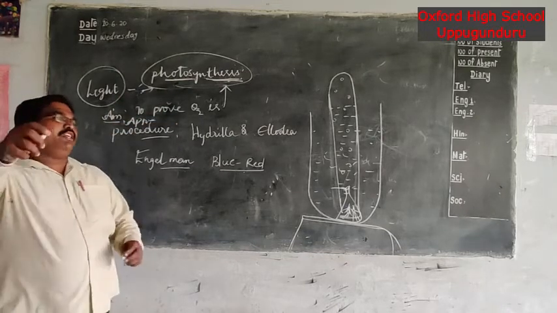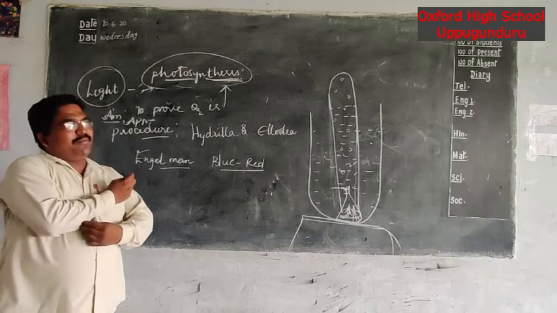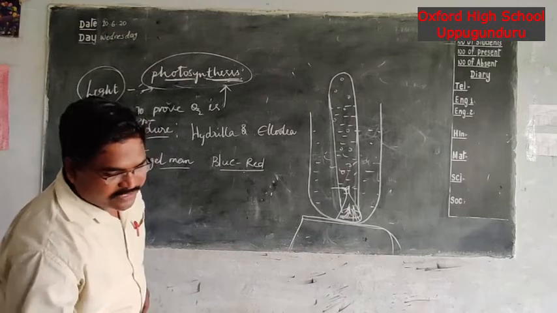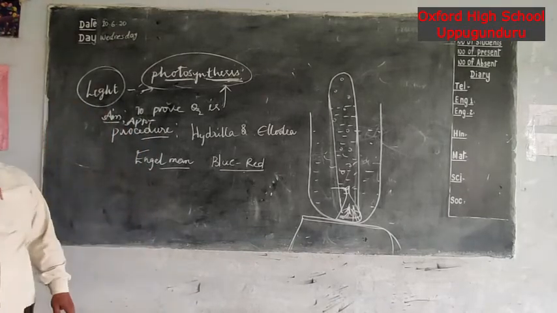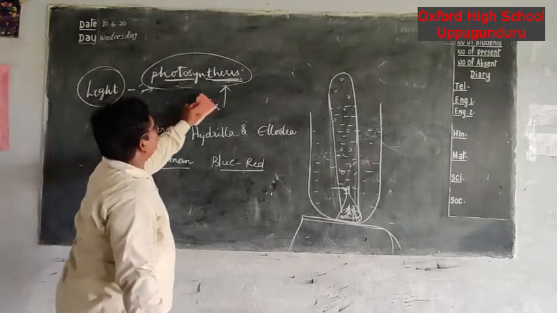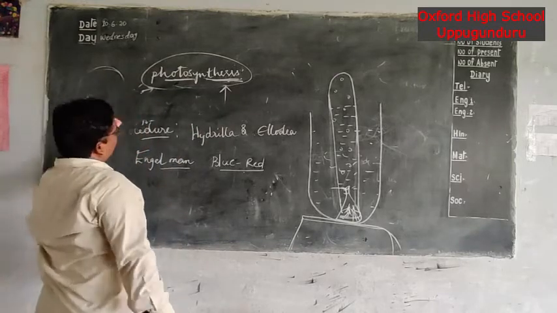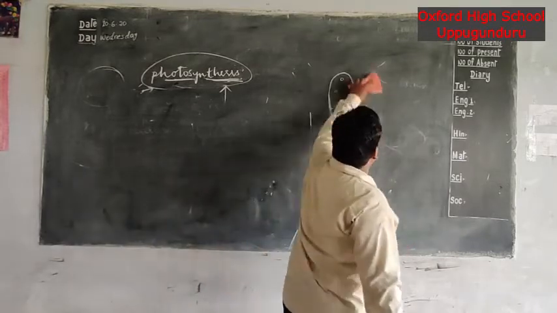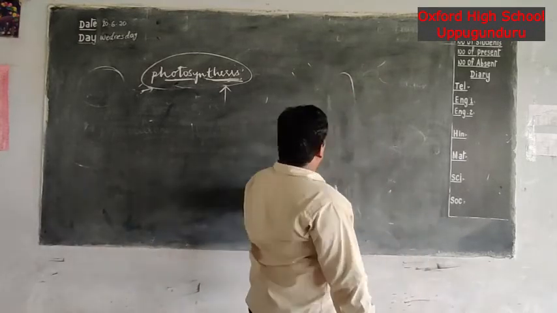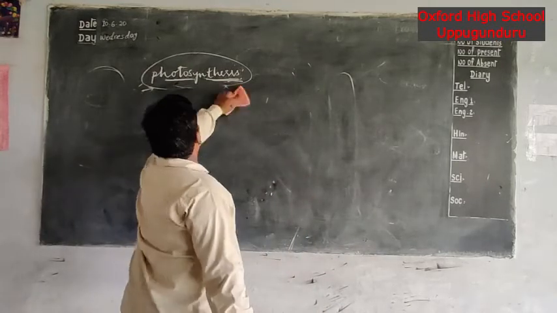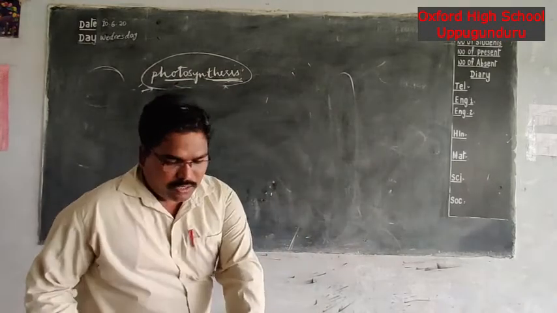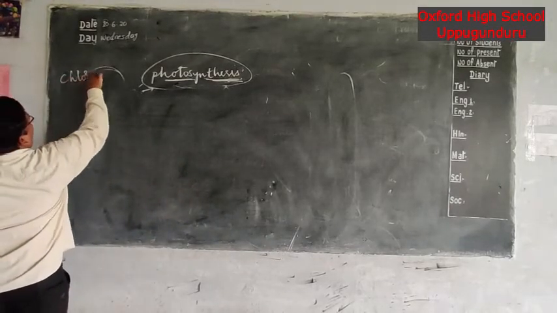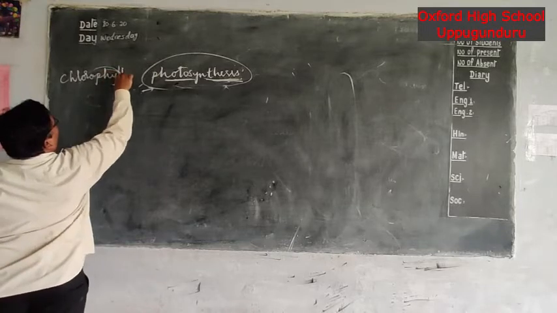Now I am going to explain another important topic, that is the structure of chlorophyll. First of all, who discovered chlorophyll? Where is it located? We will discuss it. So now I am explaining the relation between chlorophyll and photosynthesis.